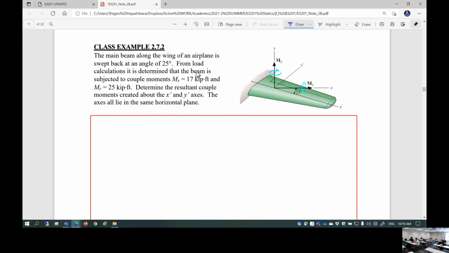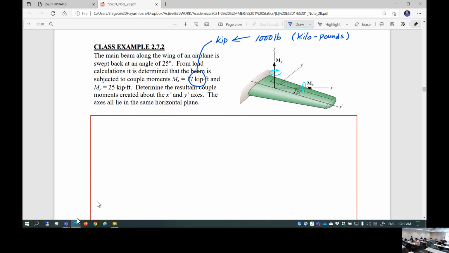What's kip, by the way? Weird unit, isn't it? Kip is probably the weirdest unit I've ever seen in this country. When I first saw it, I was disgusted, but people use it, so why not, kind of thing. This is 1,000 pounds. Pound force. Kilopound. I was like, what the? Anyways, kilopounds. What kind of unit is that? I thought, because kilo belongs to SI.